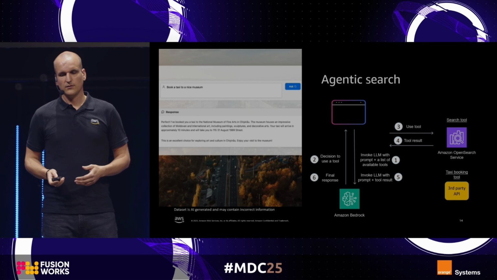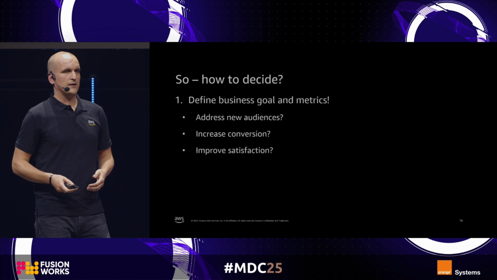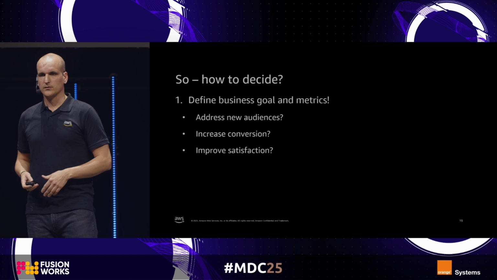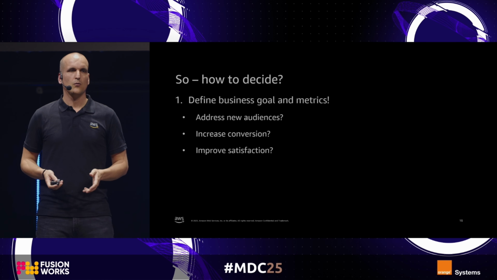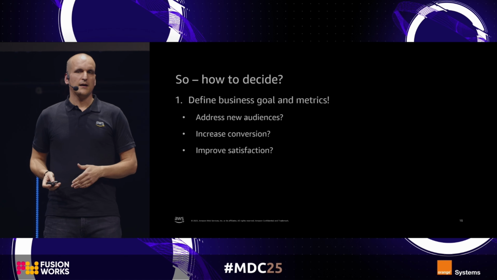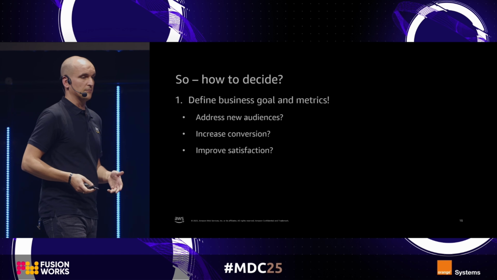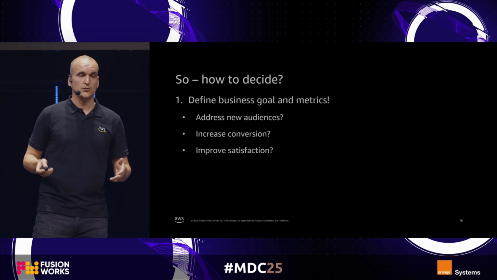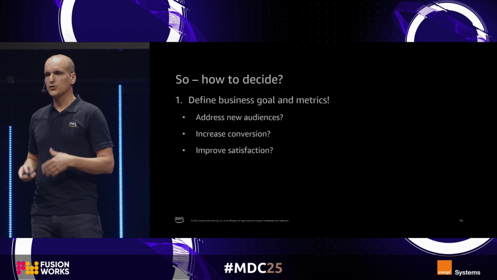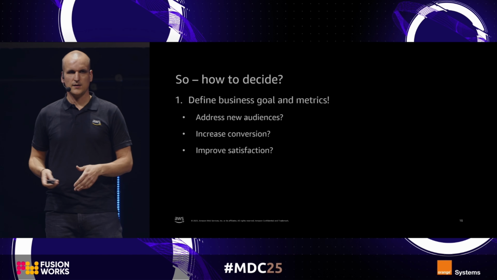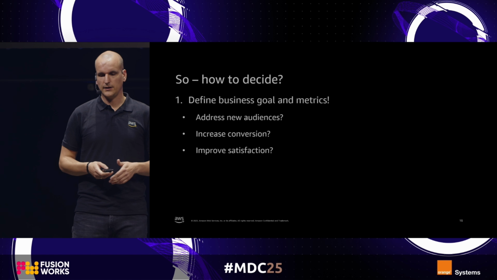So the question is, how do I decide between these different approaches? And the first thing I would advise for when you go into this AI search space is to very clearly define what you want to achieve with this. I have a lot of customer conversations where the first question is basically, how do I implement semantic search, or how do I do agentic search? And I think this should not be the first question. The first question should be, what do I want to achieve? It may seem obvious, but in many cases it is not actually clear.